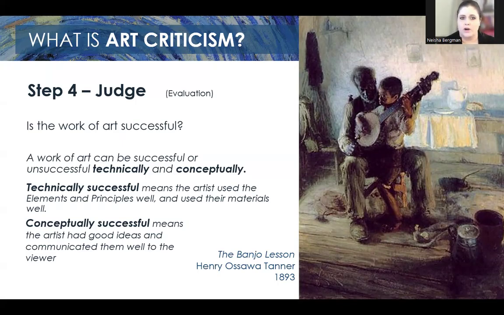They use the elements of art well, they use the principles of design well, the layout, the image feels good, and the way they applied the paint. Okay, so technically this is a very successful image. Conceptually, it's also a really good image. We could very clearly understand what the artist is trying to convey in this particular picture. And I think that's the main point.